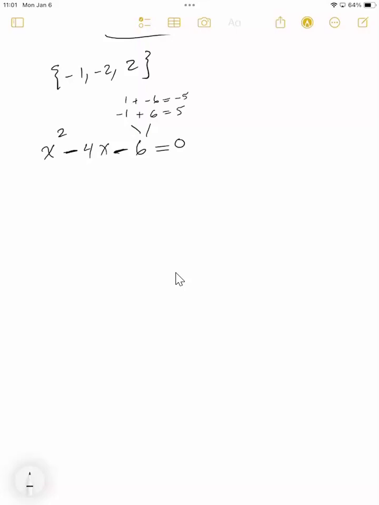Then I look at -2 and +3. When I add them, I get +1, and 2 times -3 is also -6, but when I add or subtract them, I get -1.